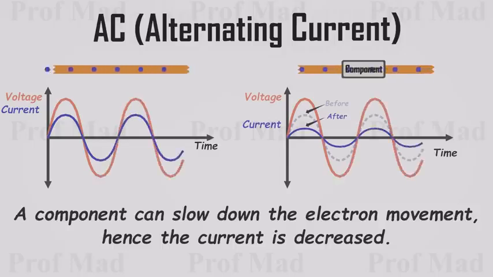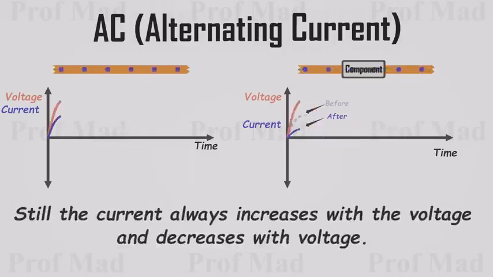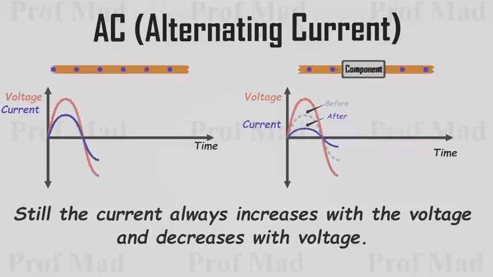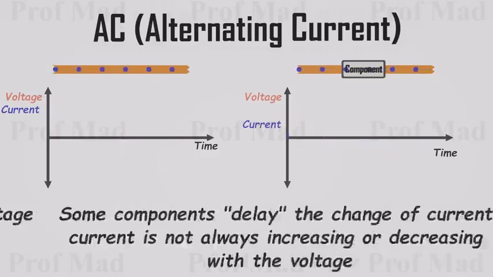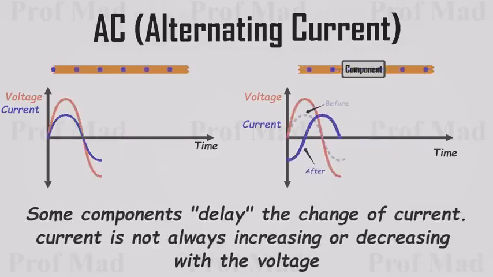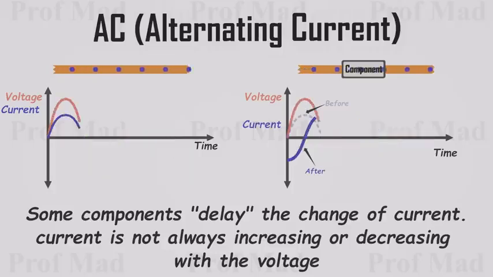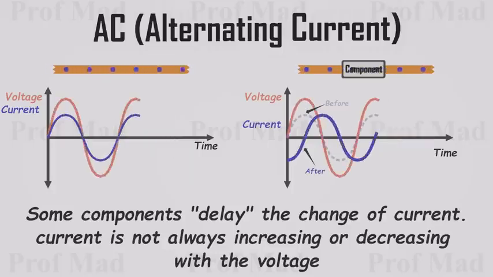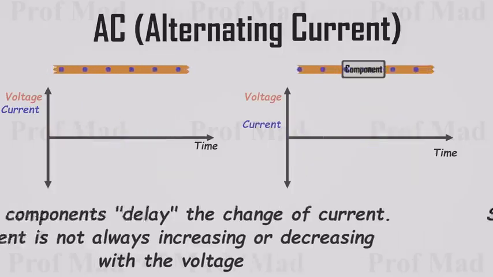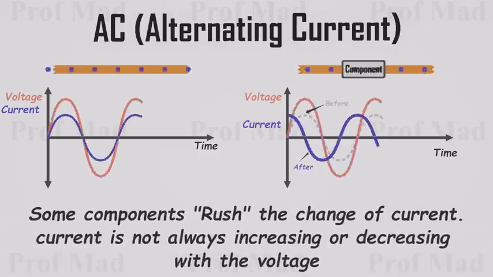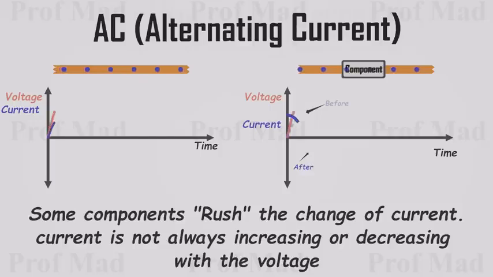However, it's important to note that in AC circuits, current typically follows the voltage, increasing and decreasing in sync with it. But that's not the sole way current behavior changes in AC circuits. As voltage changes, some components resist the change, causing the current to not strictly follow voltage fluctuations. Conversely, others accelerate the current changes, further complicating the relationship between voltage and current in AC circuits.